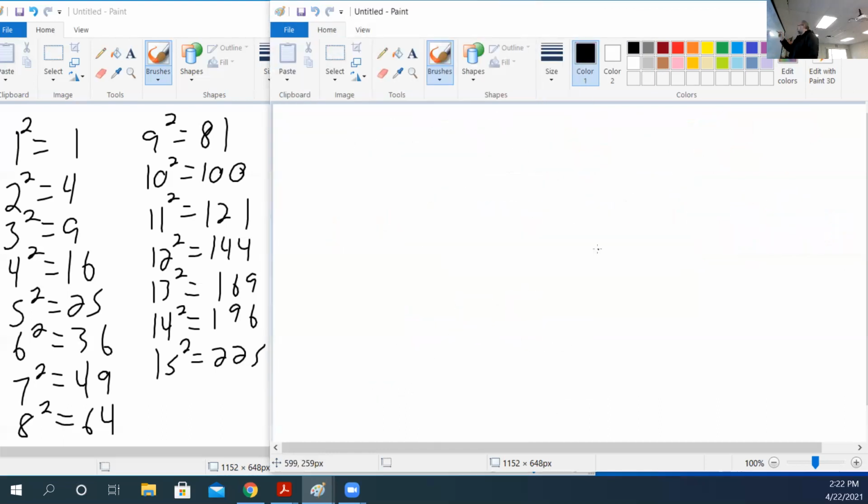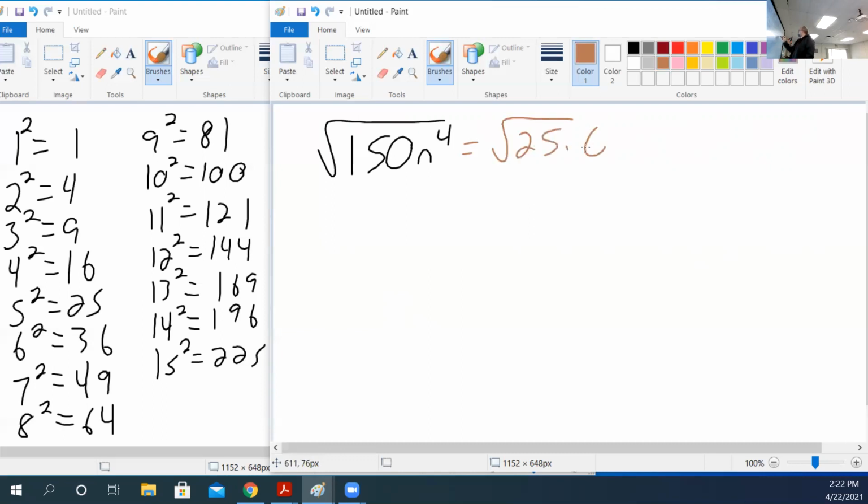How about, oh yeah, big old number, root of 150 n to the fourth. Big old giant thing. All right, so what we're going to do, look for the biggest number that's also a factor of 150. I think I'll stick with 25. So at least for numbers, 25 times 6. Okay, so 25 times 6 gives me 150.